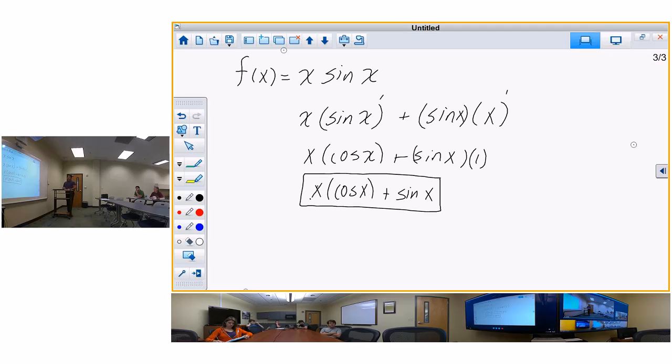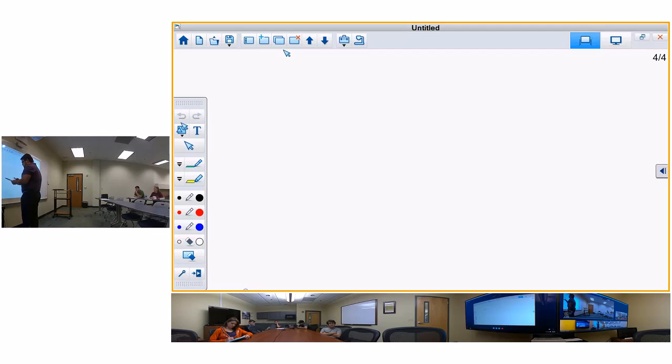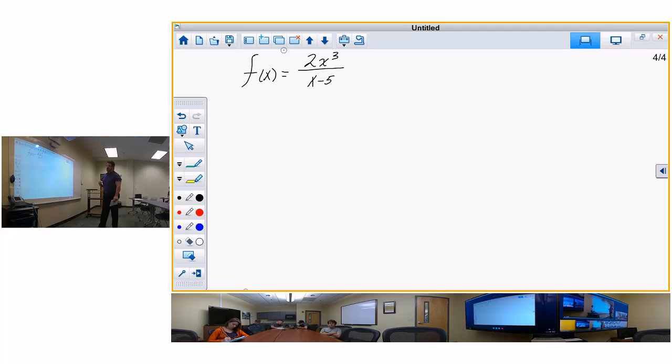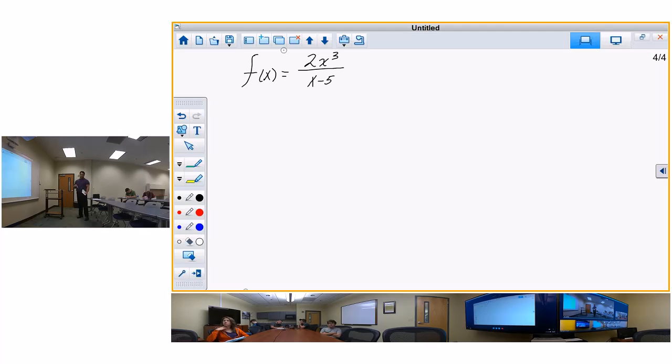All right, let's go with the quotient rule, and then we're going to get into some more complicated ones. F of x is equal to 2x cubed over x minus 5. And the reason I'm spending a lot of time on this is because if you're going to struggle in 230, it's going to start from this first test. I've got to make sure everybody has the basic rules.